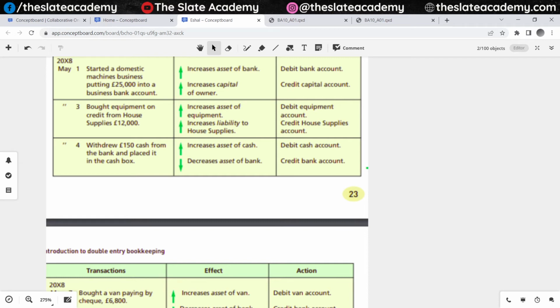Machines business, putting 25,000 pounds into business bank account. According to the accounting equation, if you tell me what's the impact of this, the double impact of this thing, there is an increase in the asset of bank and there is an increase in the capital, right? So the two accounts that will be involved over here, which particular asset is increasing?